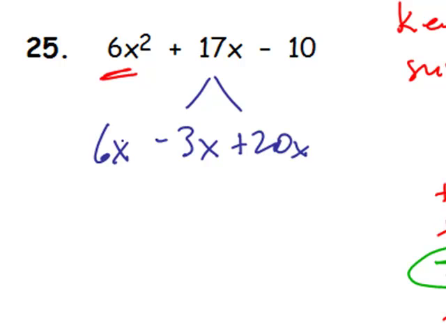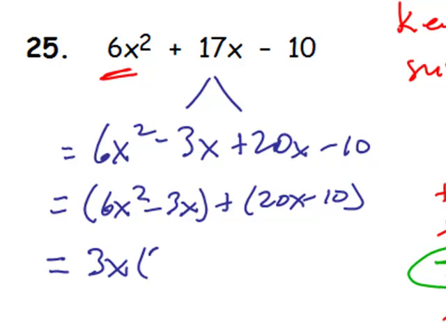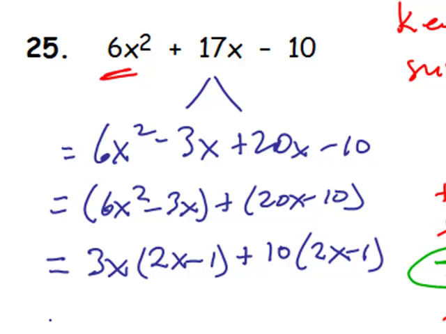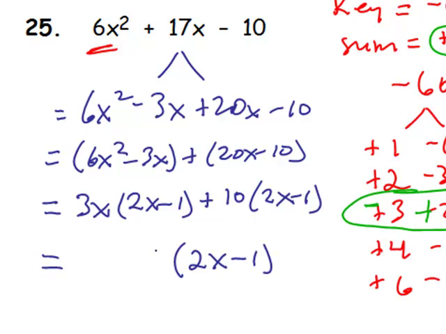We still have 6x squared first and the minus 10. And now we can group them: 6x squared minus 3x plus quantity 20x minus 10. Out of the first grouping, factor 3x, we're left with 2x minus 1, plus factor 10, and again we're left with 2x minus 1. And now factoring out the common binomial of 2x minus 1, what we're left with here is a 3x plus 10.